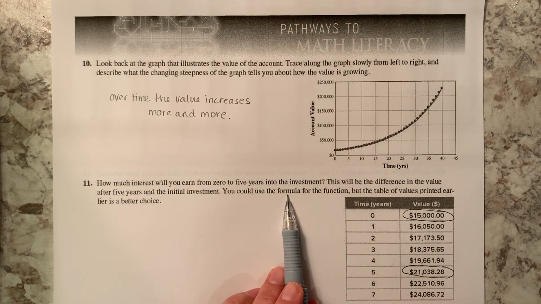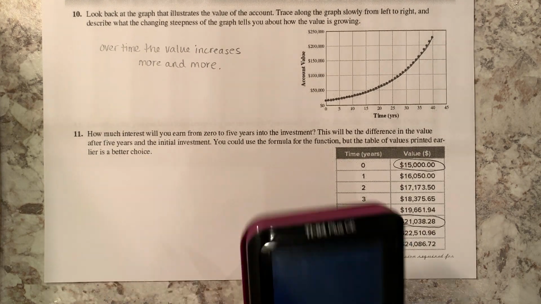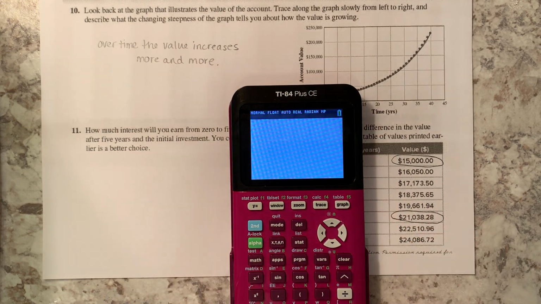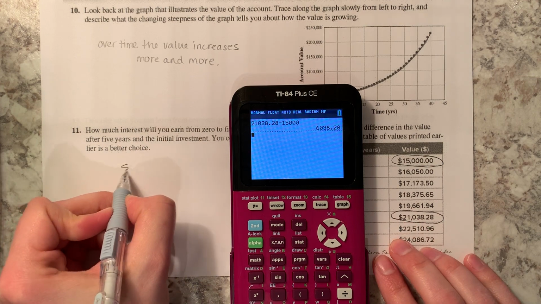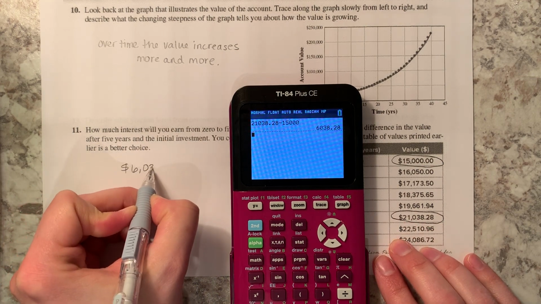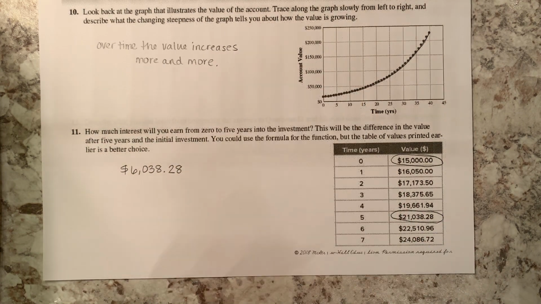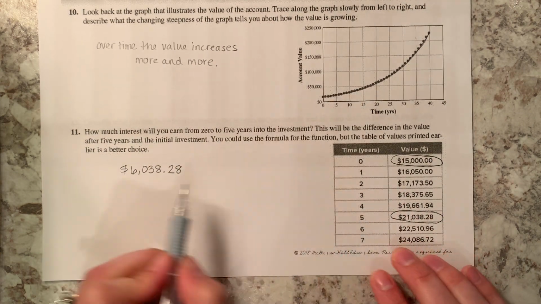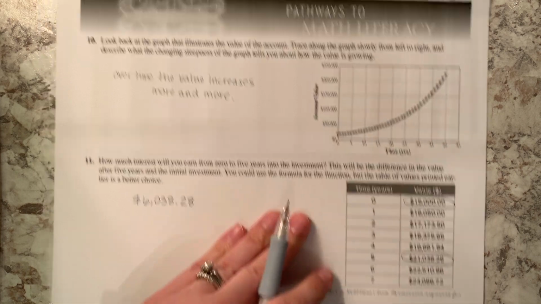It says you could use the formula, but because we're given the table of values, it's a lot faster. We already have those numbers. So all I have to do is subtract those numbers. So I'm going to do 21,038.28 minus 15,000. And I get $6,038.28. So just in the first 5 years, this is how much money the bank gave you for keeping that $15,000 in the bank. It's a lot of money.